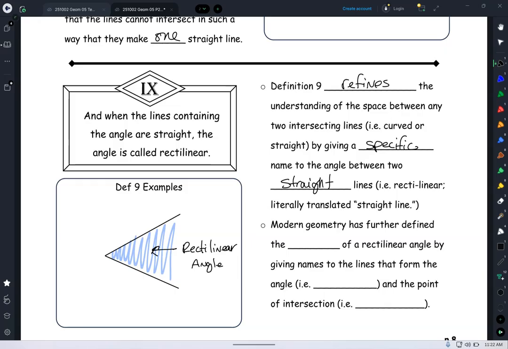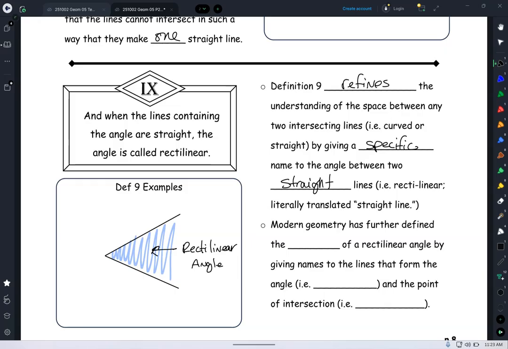It'd be like if I said to you, all Mustangs are cars, but not all cars are Mustangs. Right? All rectilinear angles are plane angles, but not all plane angles are rectilinear angles. Oh, see what I'm doing? It's more like a classification. It's a refining of, okay?